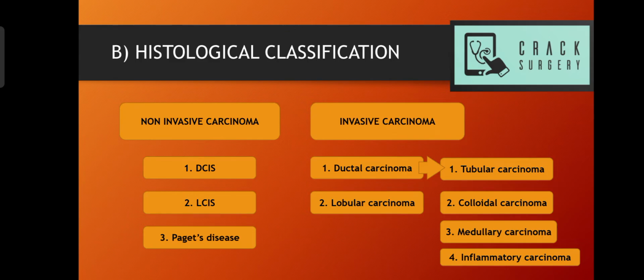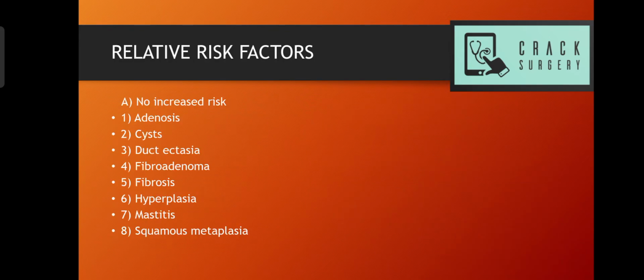Ductal carcinoma is most common. 85% of patients are affected by ductal carcinoma and 15% are affected by lobular carcinoma. Ductal carcinoma is subdivided into four groups, that is tubular carcinoma, colloid carcinoma, medullary carcinoma, and inflammatory carcinoma.